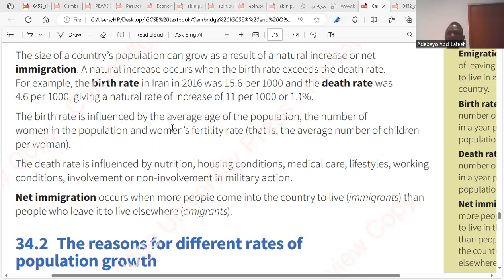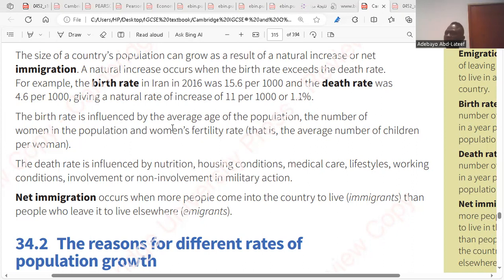For the death rate, we're talking about the number of deaths per 1,000 in a given country. What are the factors that influence the death rate? Number one, nutrition, how well they are fed. Is the population able to take a balanced diet, or are they suffering from malnutrition? If they are suffering from malnutrition, it could lead to death, and with death, the population will start going down. So one of the factors that influence the death rate is nutrition.